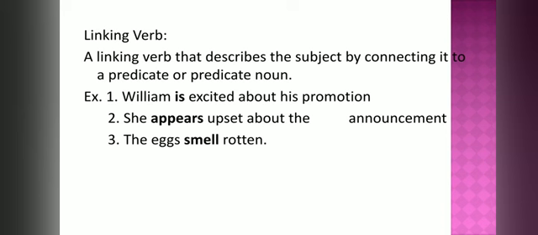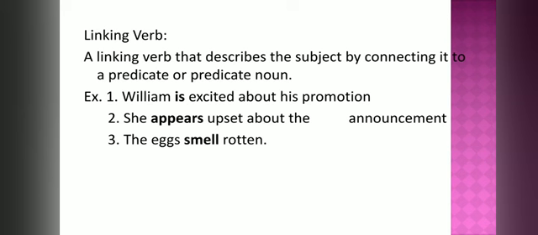Like that. She appears upset about the announcement. So here, appears is the linking verb that links the subject she with the rest of the sentence, that is the predicate. So who is upset? She is upset. For what reason? The announcement is the reason. So here she appears, that connects the subject as well as the predicate.